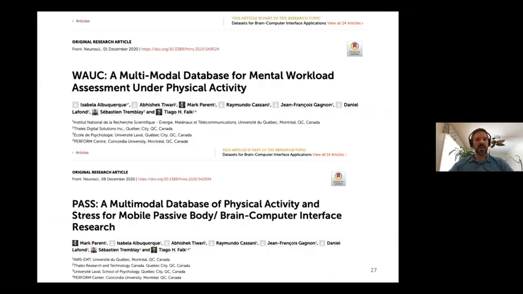Two of the databases that we collected under this project have recently been made available. So this is very recent, December of 2020, made available to the research community. We have two data sets, the walk data set and the past data set. One is focusing more on the mental workload under physical activity, the other on stress under physical activity. So this gives you all of the multimodal wearable data, all the ratings from the participants, everything that's available. If affective computing is something that you're interested in, I invite you to have a look at some of these data sets as well.